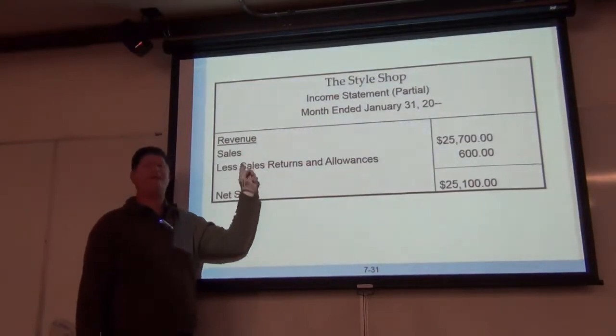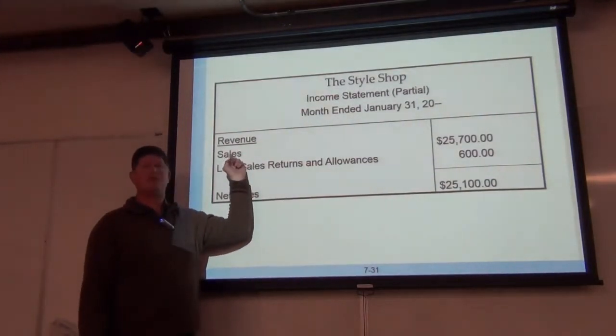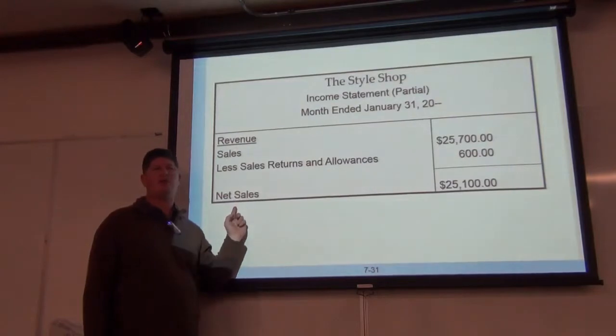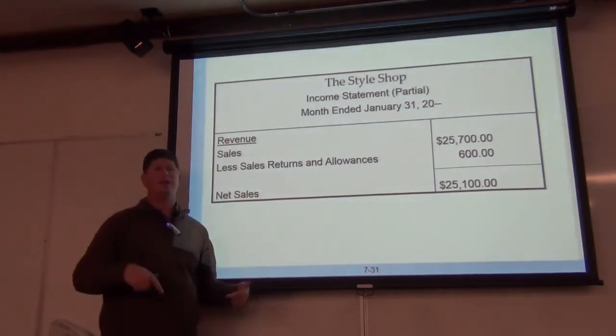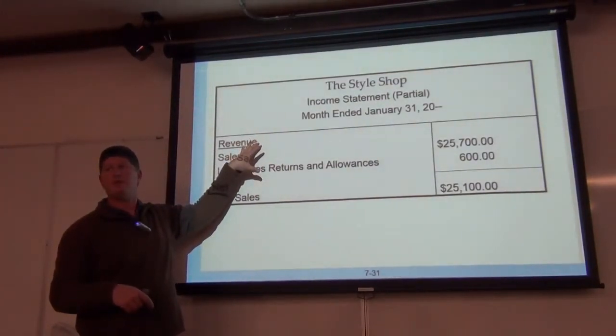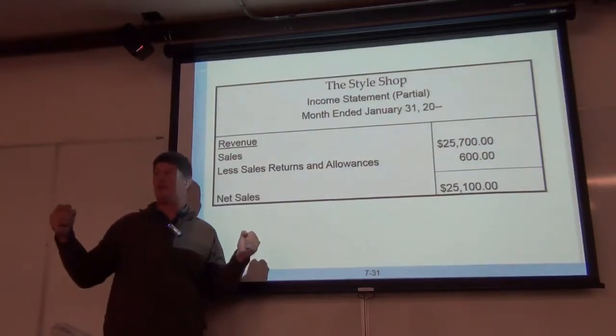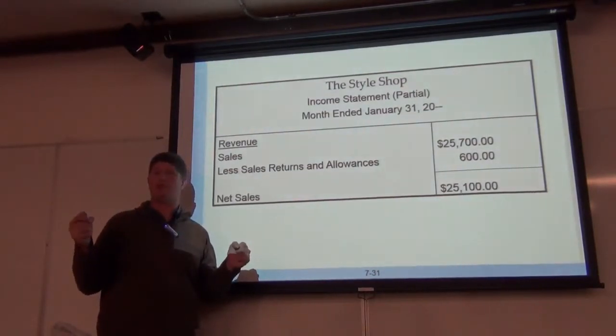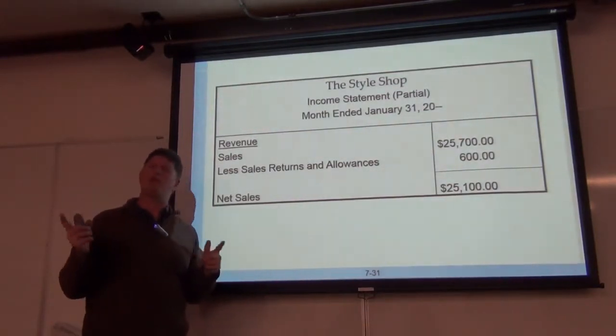Those returns get deducted to come up with net sales. So we're going to break it out and show people, here's our sales, but we had this many returns, and we come up with net sales. And then we go on to the next section. This is your revenue section up at the top of your income statement. Everybody good with that? It's pretty straightforward so far. We'll add a little bit more to it later.